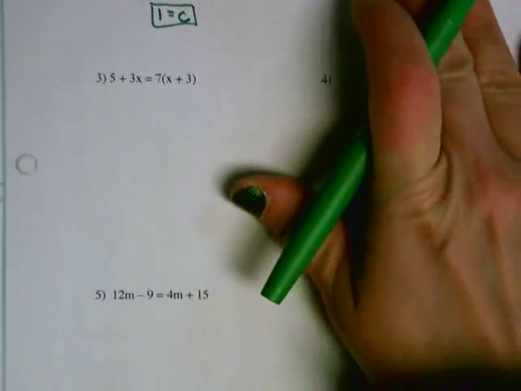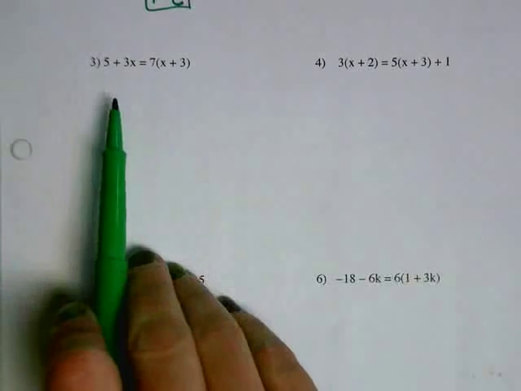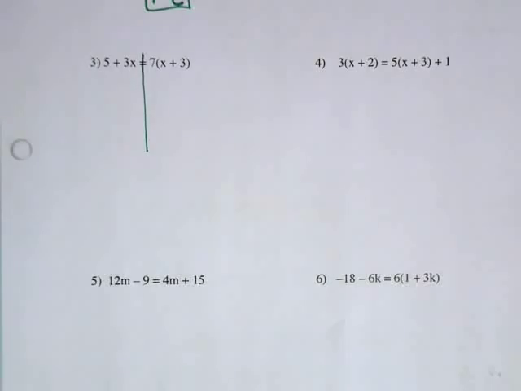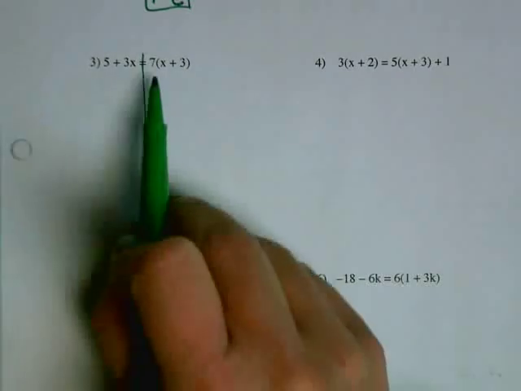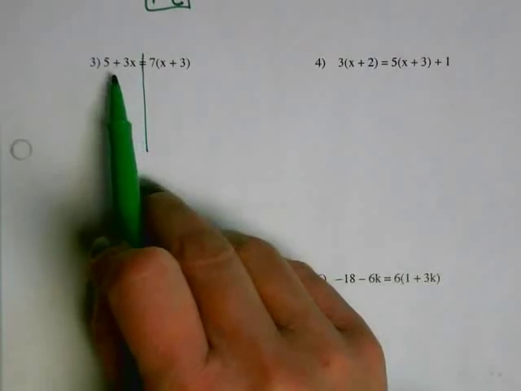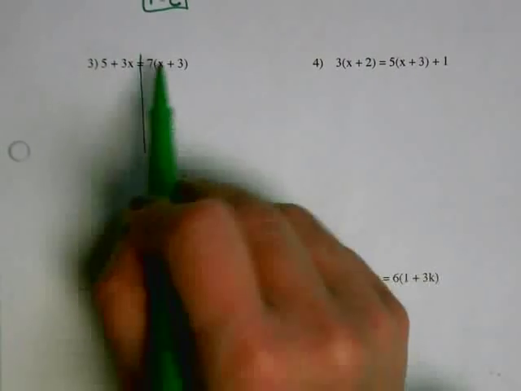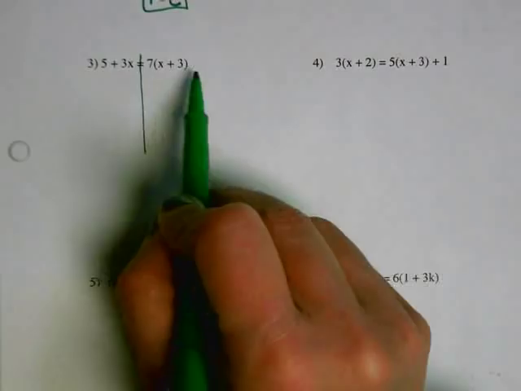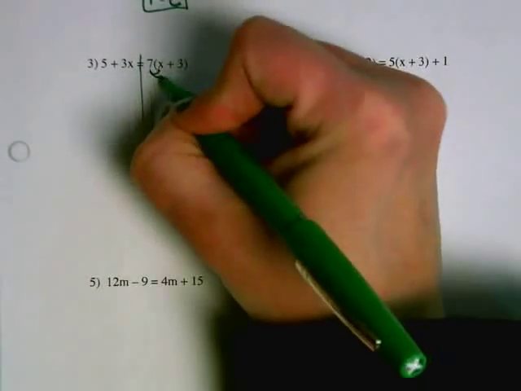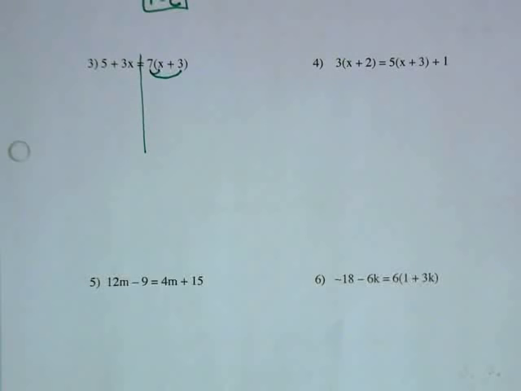Let's try number 3, because number 3, if we look at it, there is some simplifying that we can do on one of the sides before we start to solve this. We've got, on the left side, no simplifying. There's no like terms or distributive property. But on the right side, 7 parentheses x plus 3. So there is a distributive property that I can absolutely do before I'm ready to solve this.